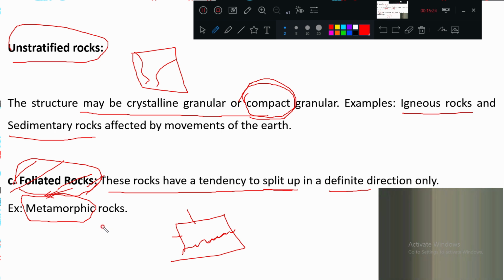So in the physical classification you have three categories: first is stratified, second is unstratified, third is foliated rocks. In geological classification we have igneous rocks, sedimentary rocks, and metamorphic rocks. Two types of classifications we have seen.